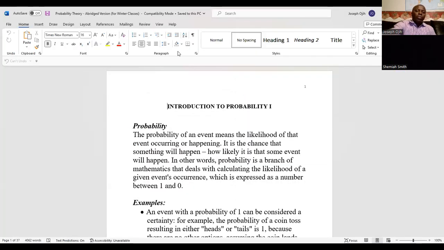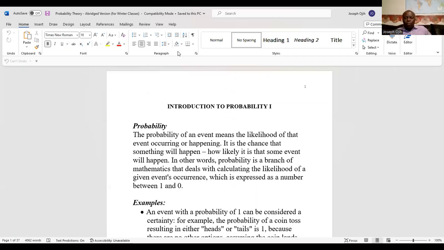Tonight I will be focusing on this topic: probability. This week and the coming 2 weeks, that's what we'll be doing. It's a large topic, probability. What is probability anyway? When we say probability, we are referring to the likelihood of an event occurring or happening. So, in a simple way, it means how likely it is that some event will happen. That's what we call probability.